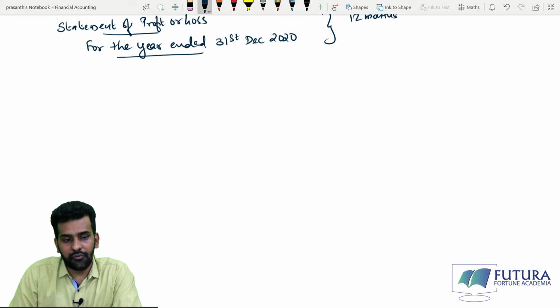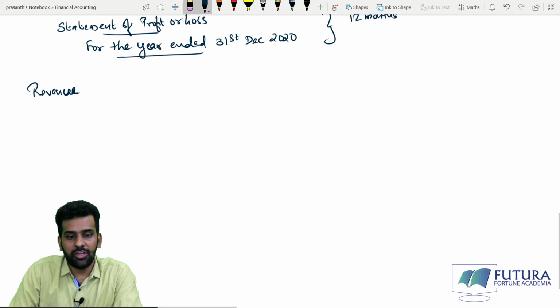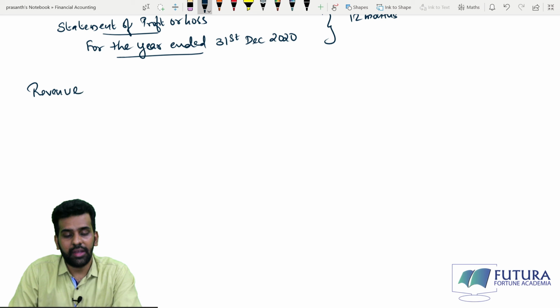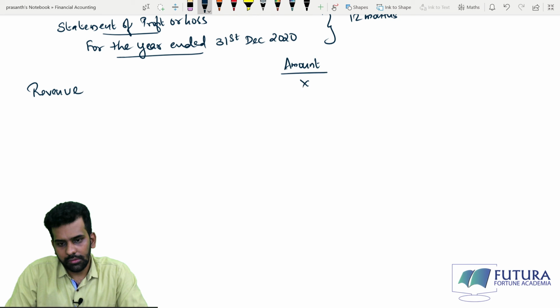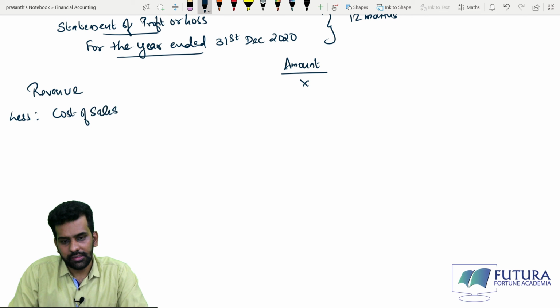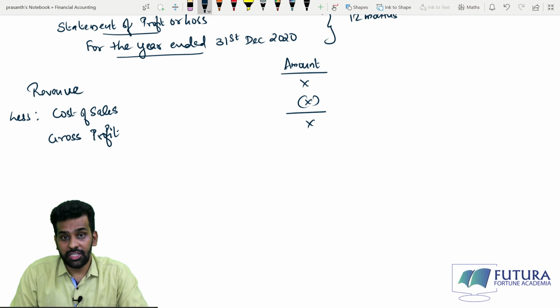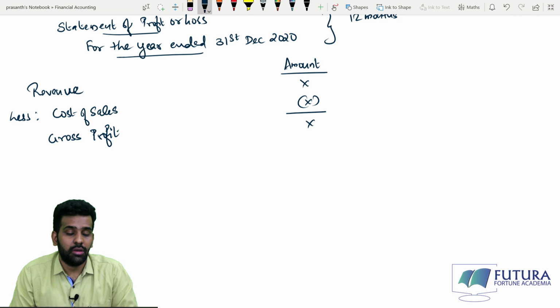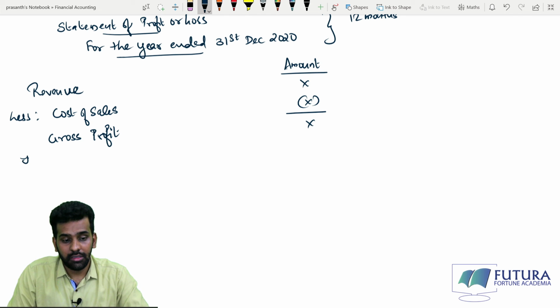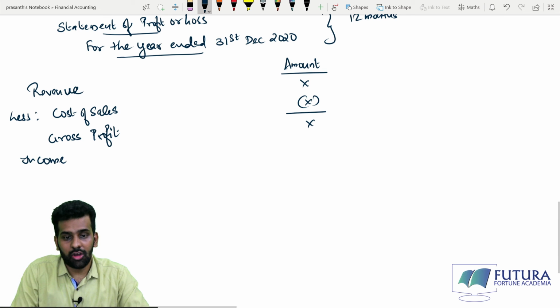So my statement of profit or loss will start from revenue. And what is revenue? Revenue is the income that I generate out of my day-to-day operations. Less, I would deduct the cost of sales. Revenue minus cost of sales will give you gross profit. And any other income that you generate from your business, for example, interest income, is shown as a separate line item. You can call that other income.